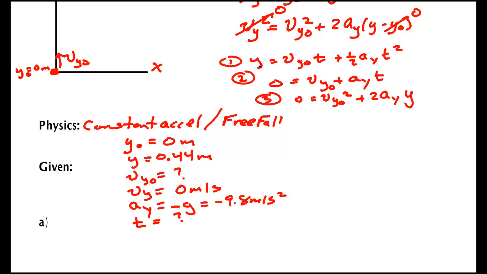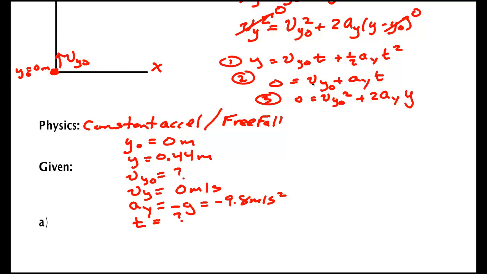So let's look at this equation. Do I know Y? Oh yeah, I do. It's right here, 0.44 meters. Do I know Vy naught? No. So that's one unknown. Do I know t? No. That's two unknowns. Do I know 1/2? Yes. ay? Yes. t. Two unknowns, one equation. You got to have at least two equations to solve two unknowns.